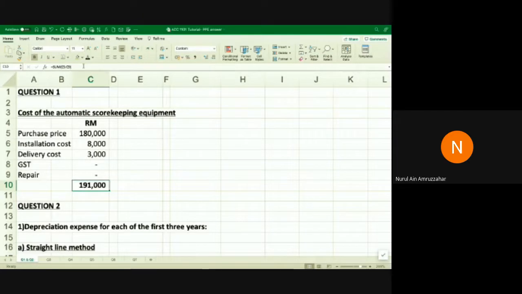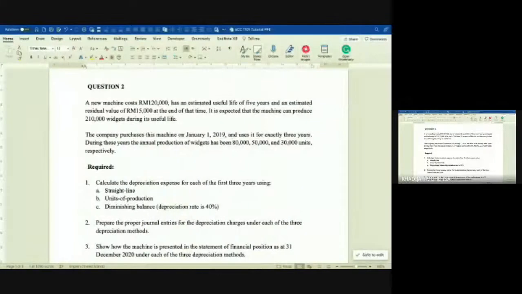Yes, madam. All right, question number 2. In question number 2, remember that there are several methods for you to compute the depreciation of an asset. The first one is what we call the straight line basis. And you have the units of production. And the third one, we have the diminishing balance.